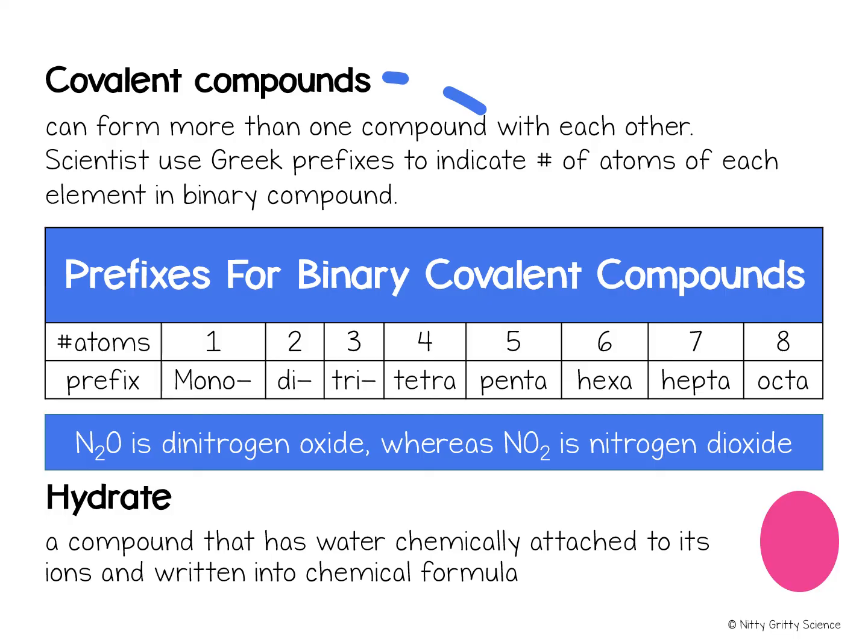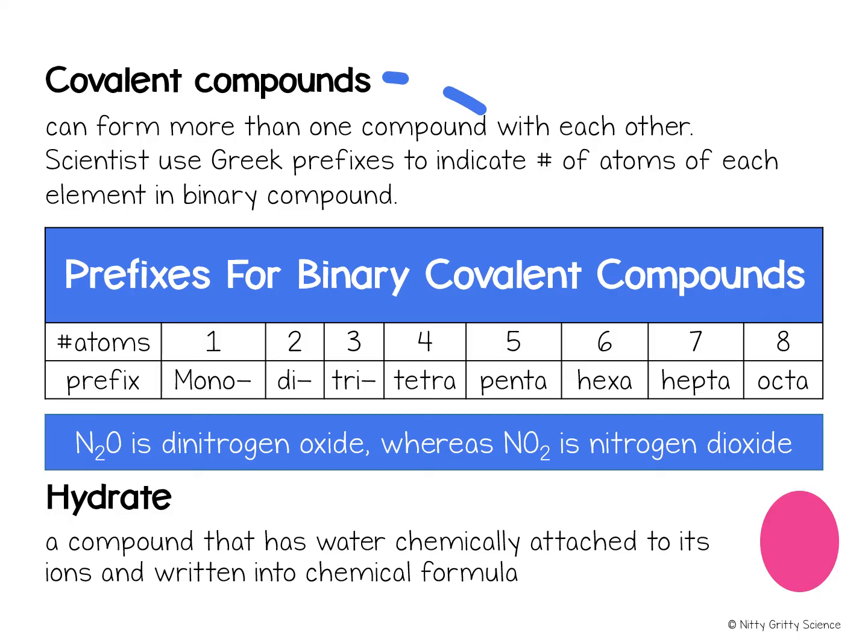Sometimes you will also run into ionic compounds that have water molecules as part of their structure. These are called hydrates, and in a hydrate, there's a compound that has a water chemically attached to its ions, and then that H2O is written into the chemical formula. When writing a formula that contains a hydrate, you write the chemical formula, then a dot, and then the number of water molecules after it.